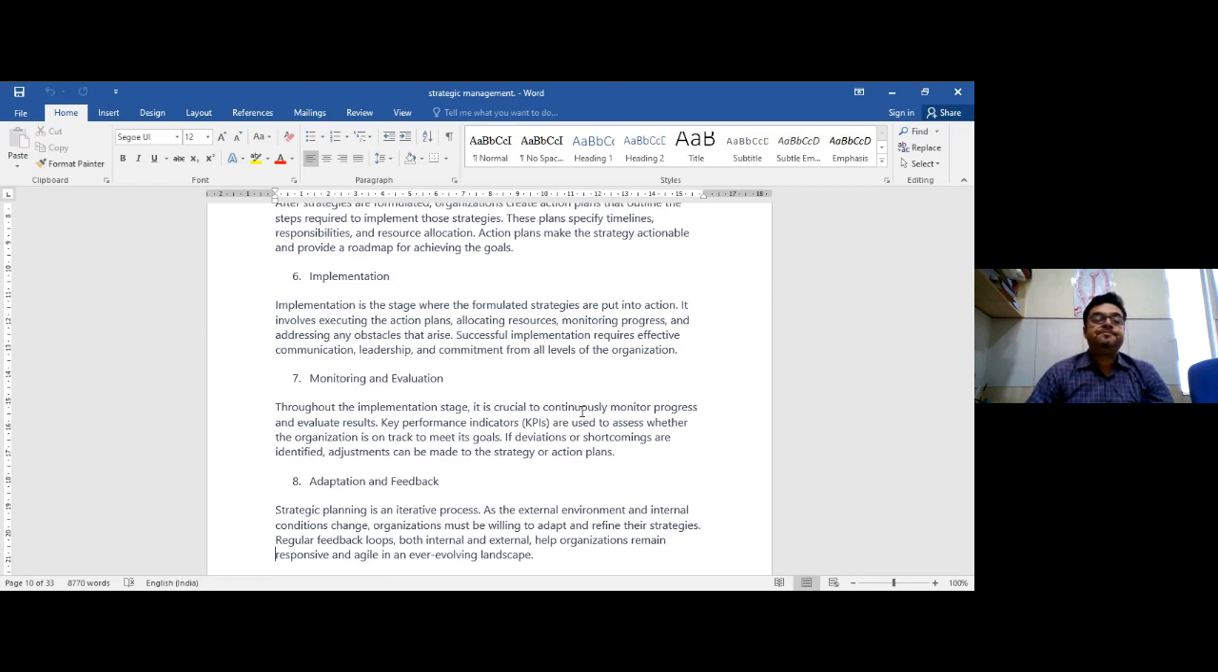So successful implementation here would also require effective communication, leadership, and commitment. The commitment from all levels of the organization.